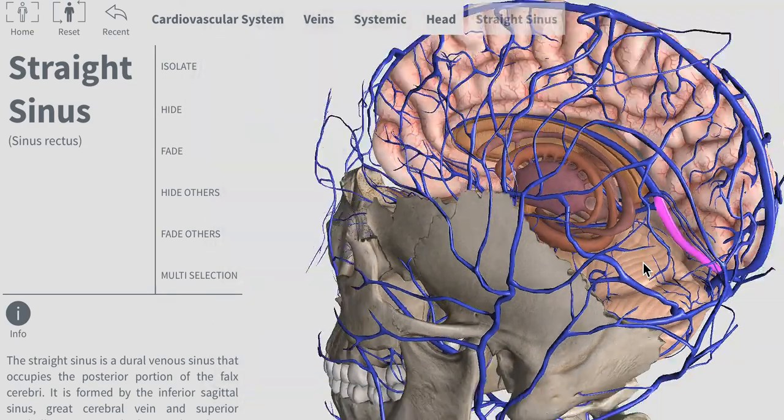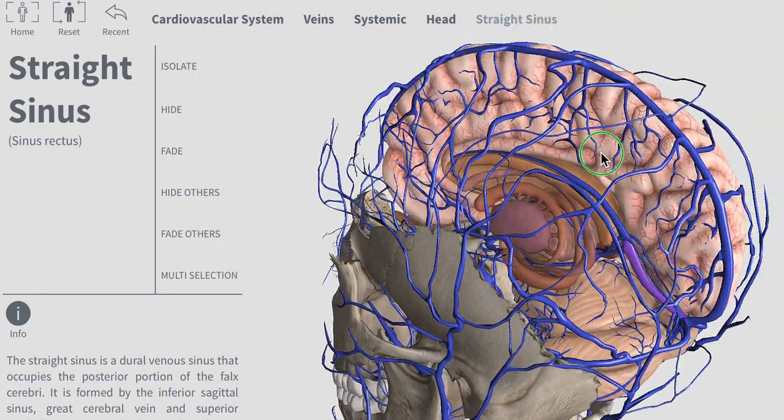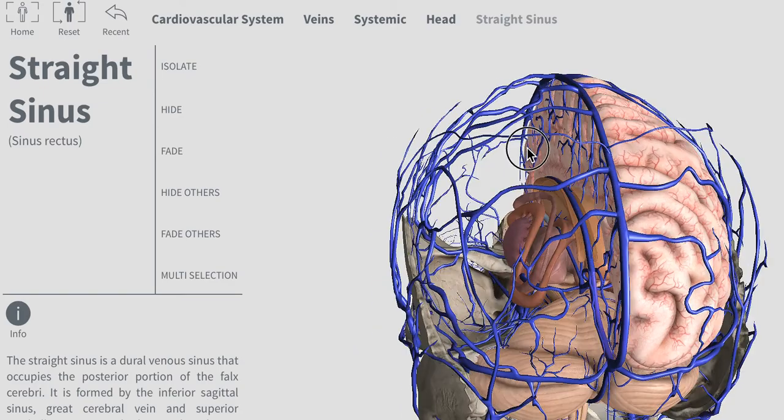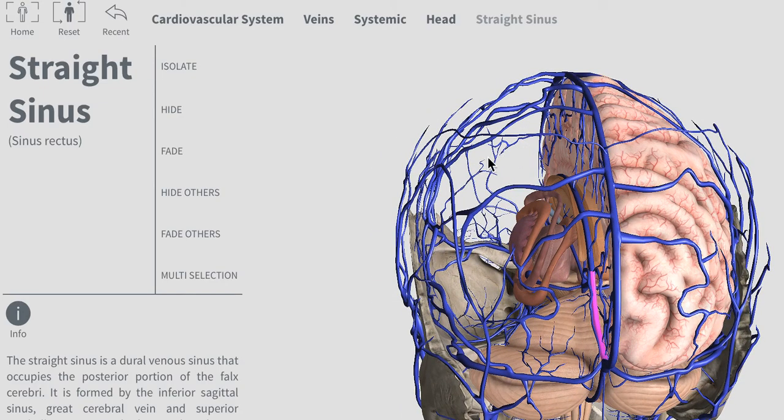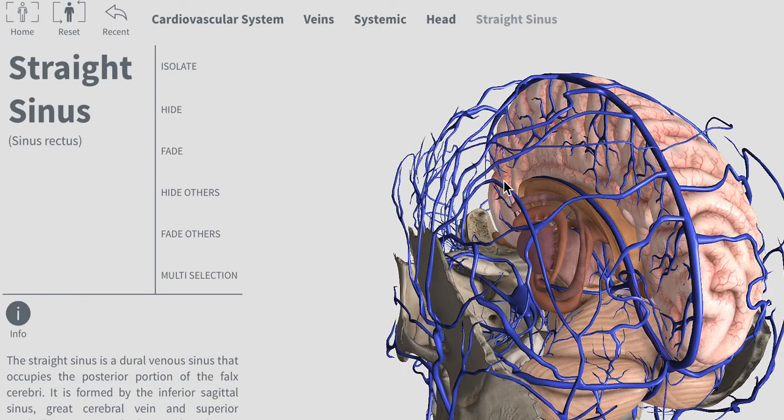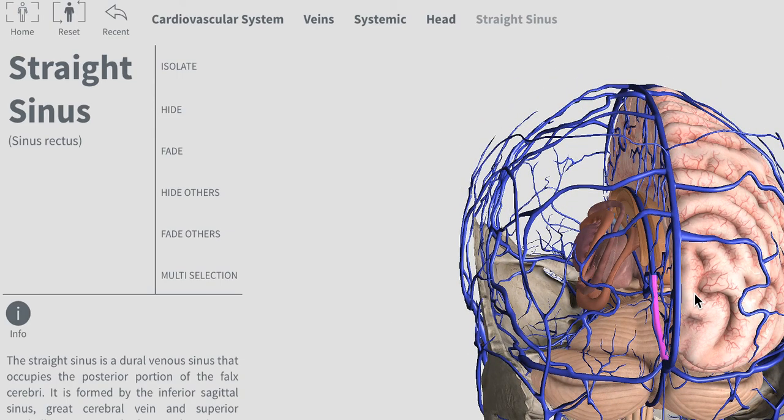So now we have the drainage of the blood of the deep cortical structures, superficial structures on the medial side of the brain and the lateral and superior side of the brain. They would come here and drain into this confluence.